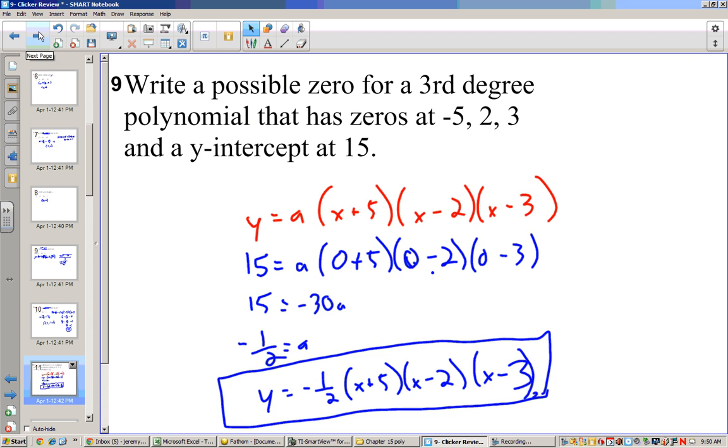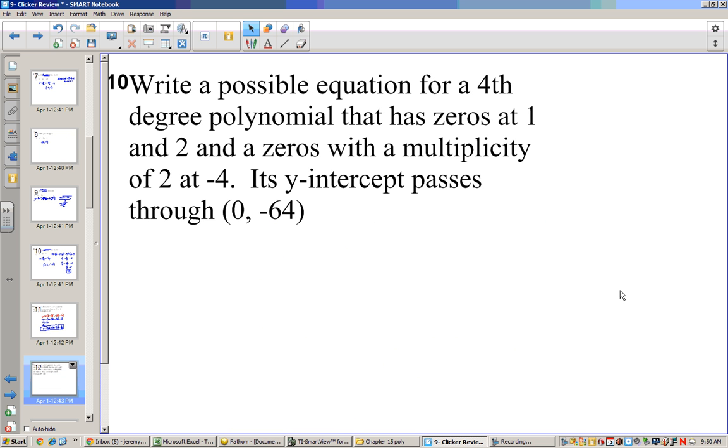All right, let's try a new one. Write a possible equation for a fourth degree polynomial that has zeros at 1 and 2, and a 0 with a multiplicity of 2 at negative 4. Pause the video. When you're done, press play.